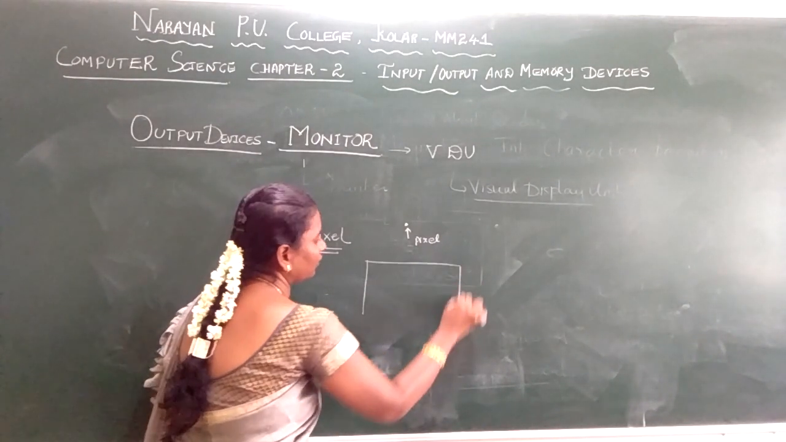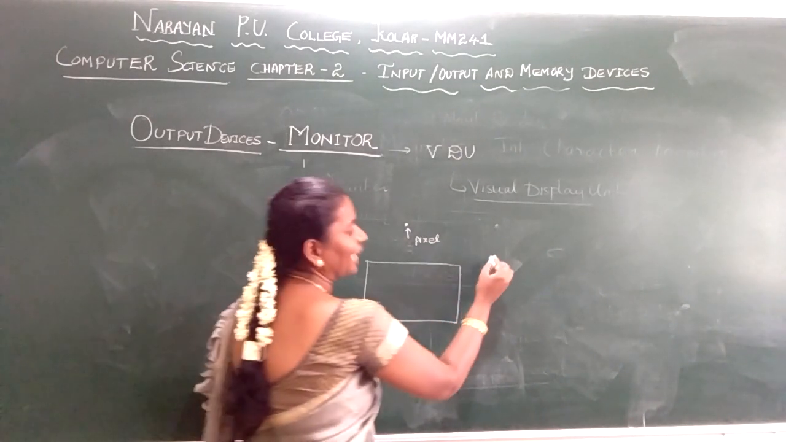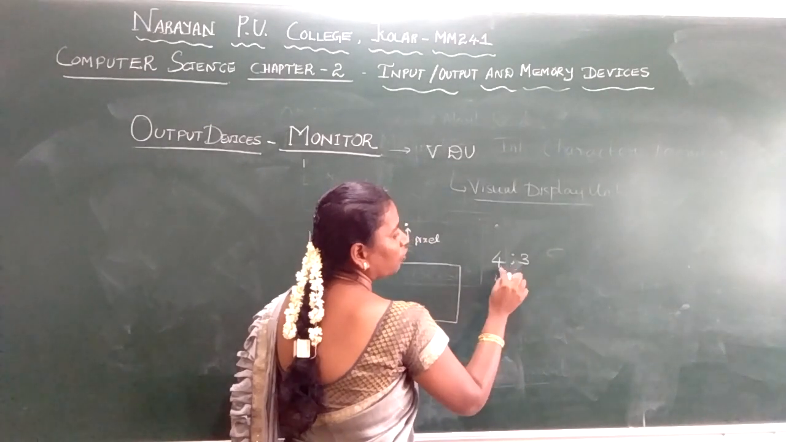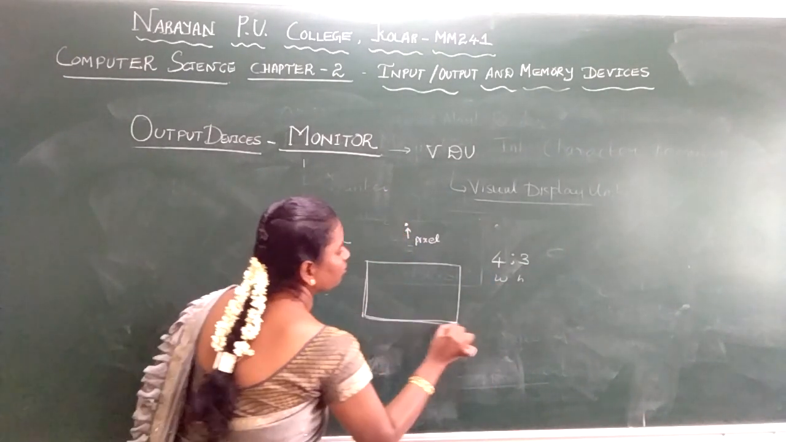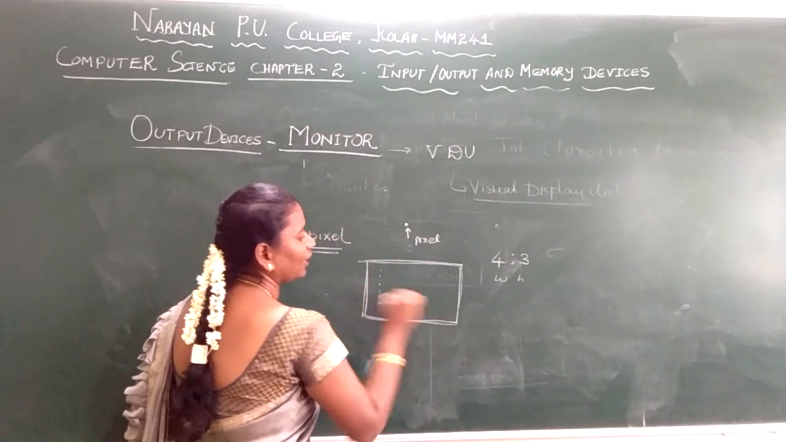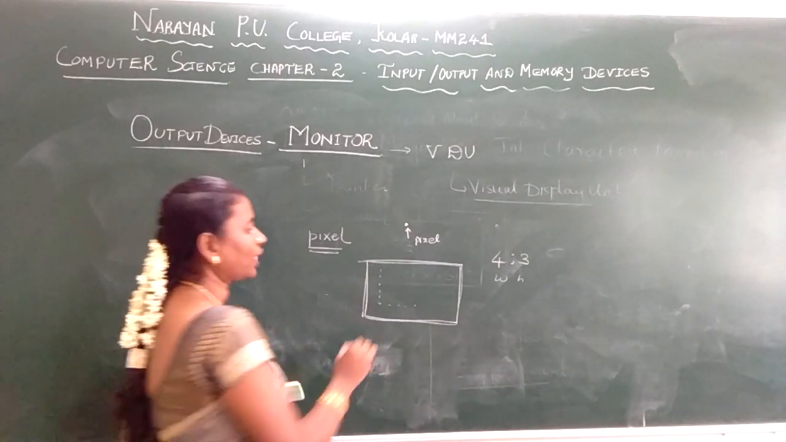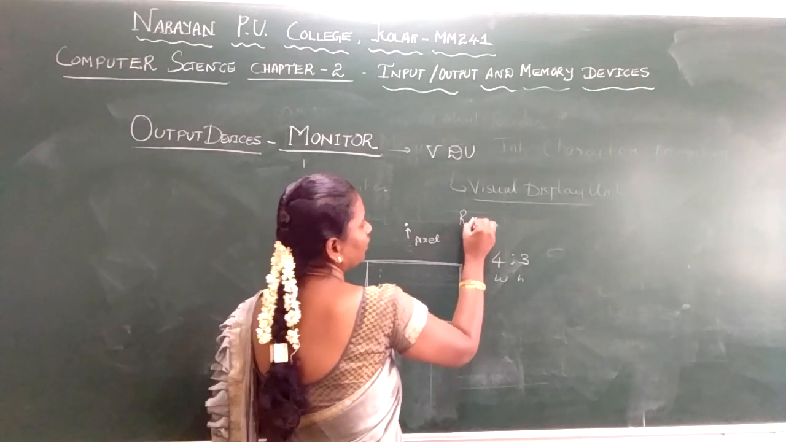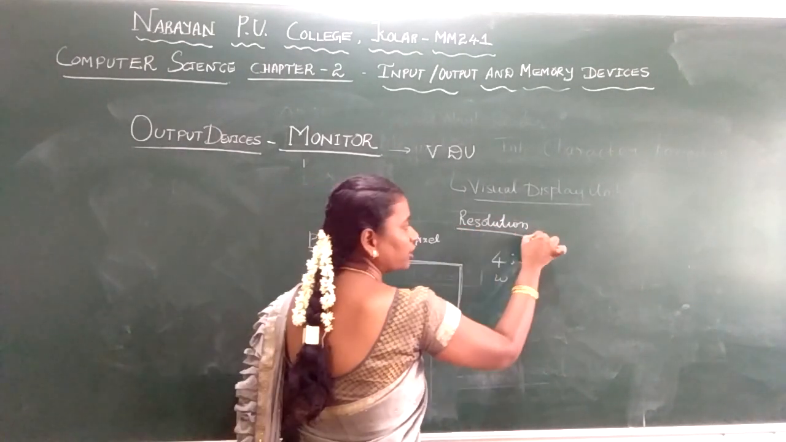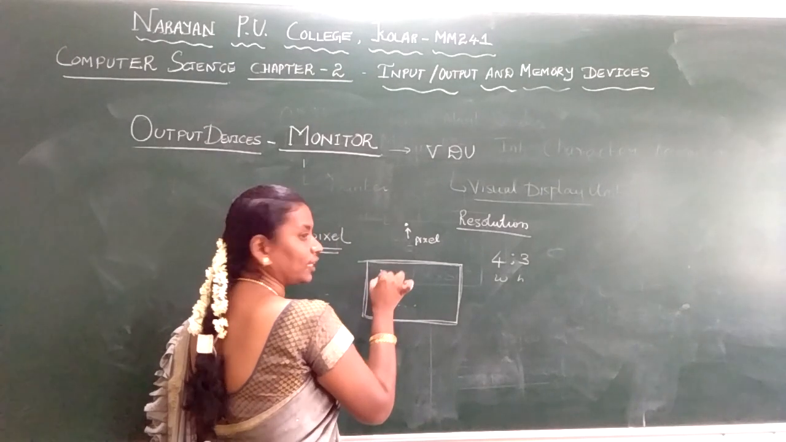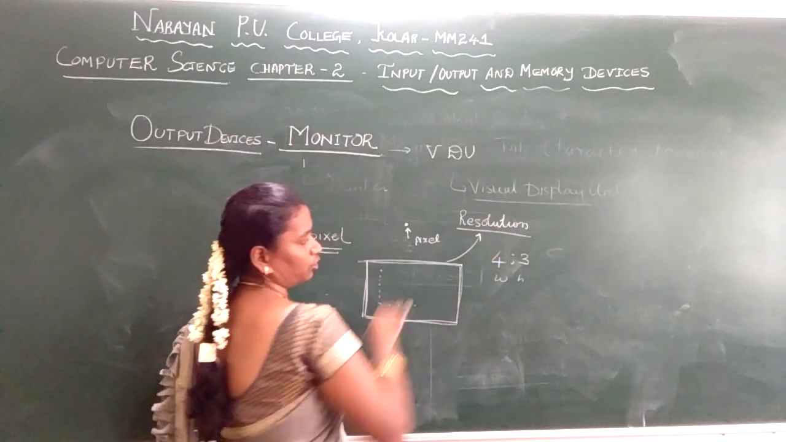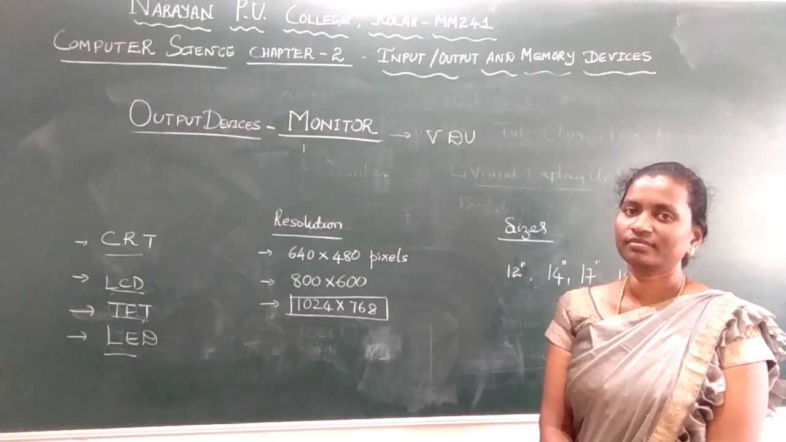Suppose I take the monitor. The monitor should be in the aspect ratio of 4:3, that is width to height. The number of pixels present vertically and horizontally, we call that the resolution. What is resolution? I told you a dot is called a pixel. The number of pixels present vertically and horizontally in the monitor, we call that the resolution.